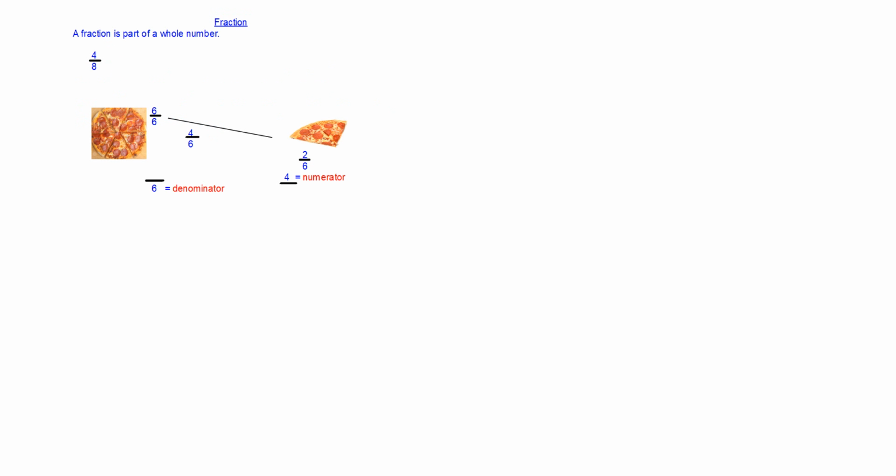Now on the contrary, a fraction is part of a whole number. In this case, if we have 4 lots of something, and it's out of 8 lots of something. To give us a better example, here, as you can see, we have 6 slices of pizza, and this could be written as 6/6. If we were to eat 4 of those 6 slices of pizza, we would be left with 2 lots of those 6 slices.